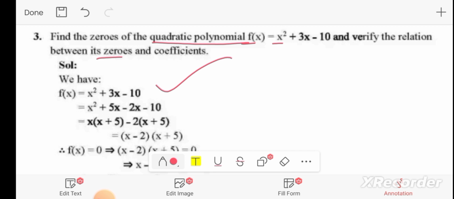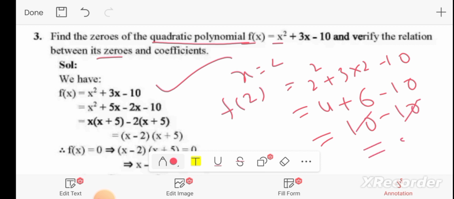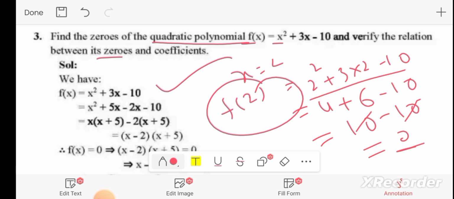Now we can put x equal to 2. So f(2) will be how much? 2 square plus 3 into 2 minus 10. 2 2s are 4 plus 3 2s are 6 minus 10. 10 minus 10 is equal to 0. Now you see this polynomial f(2) became 0. On putting x equal to 2, the polynomial's value has become 0. So 2 is the zero of this polynomial.